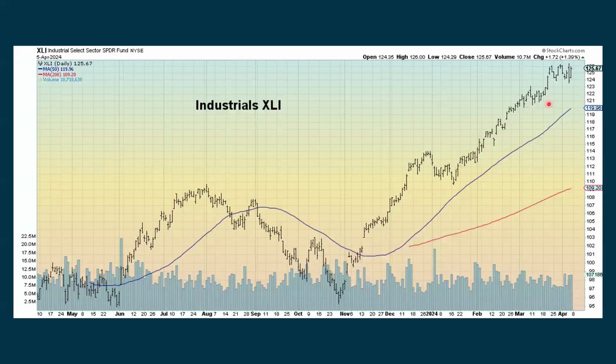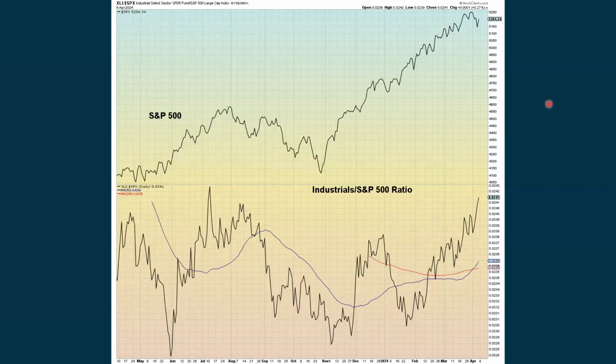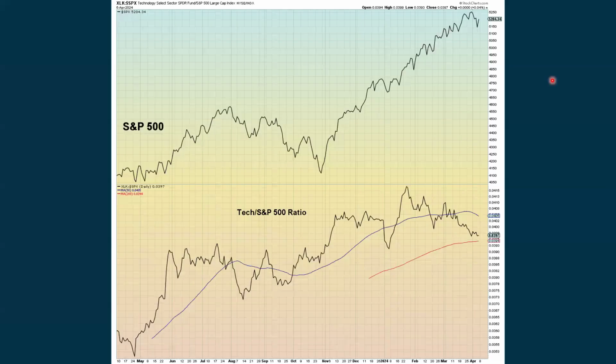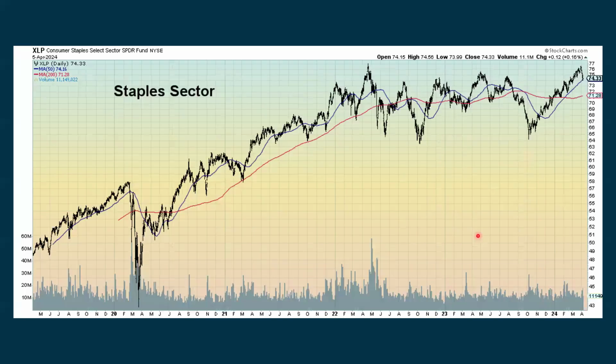Industrials also have been doing quite well lately and are in an uptrend and are starting to outperform on a ratio basis. We're just seeing a recent golden cross with this ratio. The tech sector has been one of the stronger areas, but by itself, it's been going sideways quite a bit lately. And it's still in a longer term uptrend compared to the S&P, but you can see how it's been fading here. The staples sector, which when you look at it by itself, continues to be in an uptrend, even though it has been pulling back.